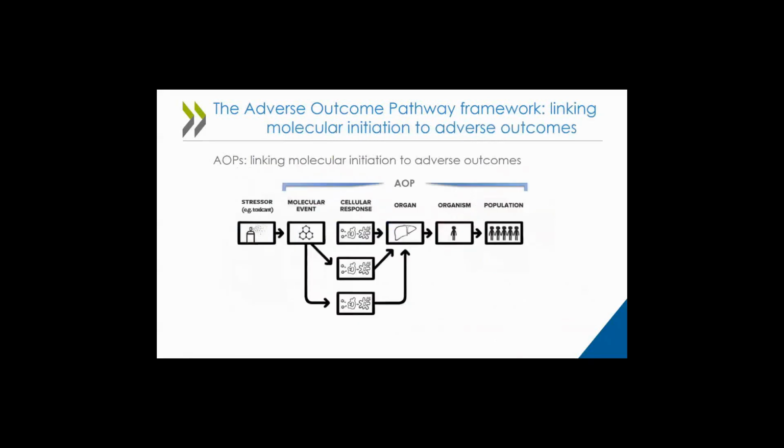The AOP framework is a way of linking changes at the molecular and cellular levels to downstream consequences and potential adverse outcomes. An AOP documents the changes that follow after an experience of a stressor by a cell or tissue, through a series of key biological steps or processes that may occur at the tissue, organism, or even the population level, and finally to the possibility of an adverse result or outcome.